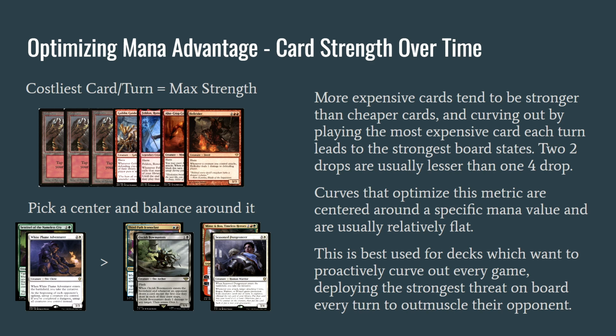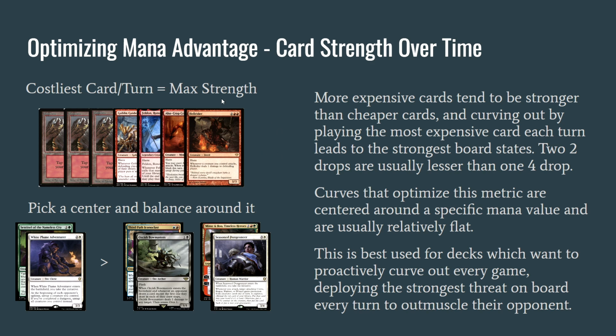You do have to have the caveat that depending on the speed of the format, and Canadian Highlander is a pretty fast format, you can't just fill your deck with a lot of 4s and 5s. You do have to compress your curve a little bit, but the way this presents itself in terms of curve shape is that curves optimizing this metric are centered around a specific mana value and then are kind of flat.